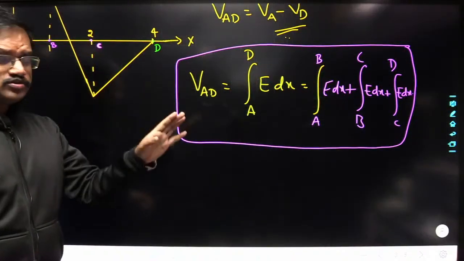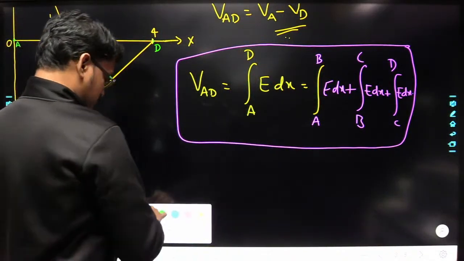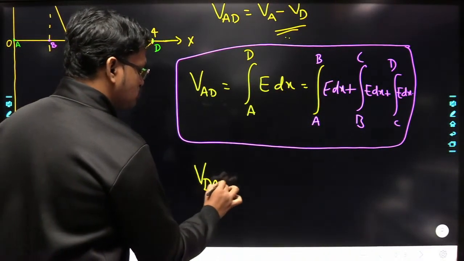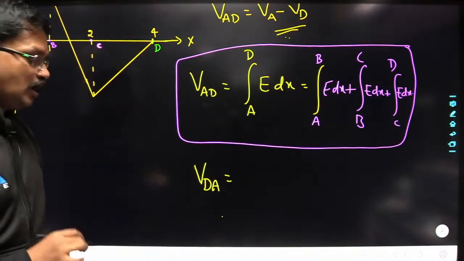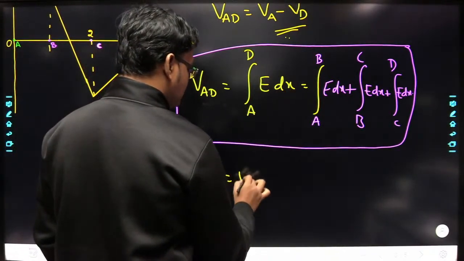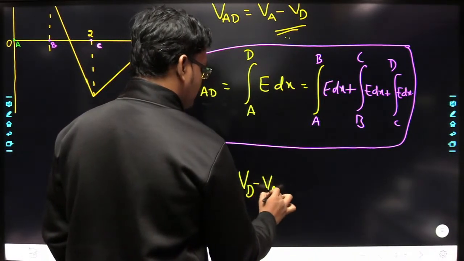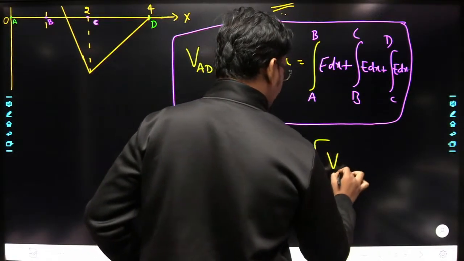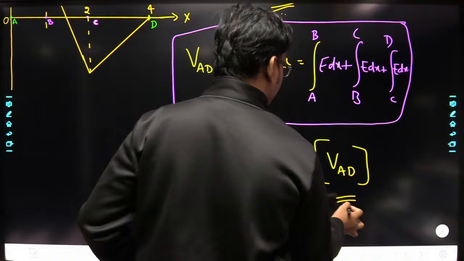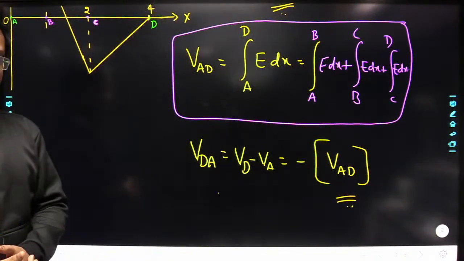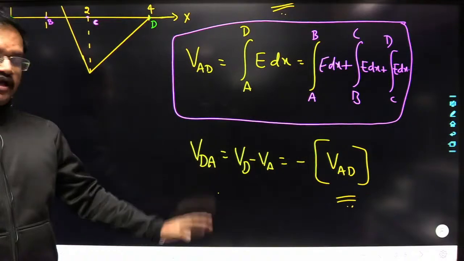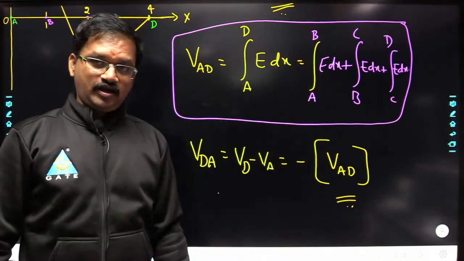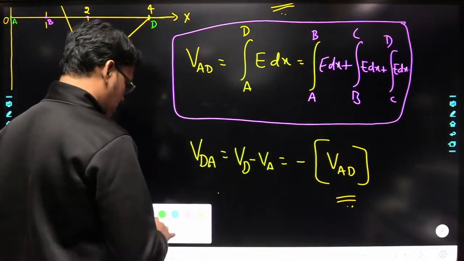If suppose for the same problem, they have asked to determine VDA. Okay, so what do you mean by VDA here? VDA is nothing but what? VD minus VA, which is equal to minus of VAD. Yes or no here? Okay, so if they ask VDA, then you have to write it as minus of VAD. So VDA is negative of VAD. So remember all these things here.